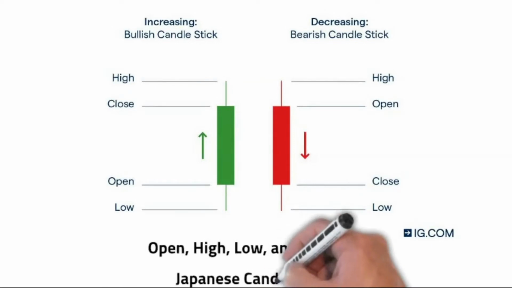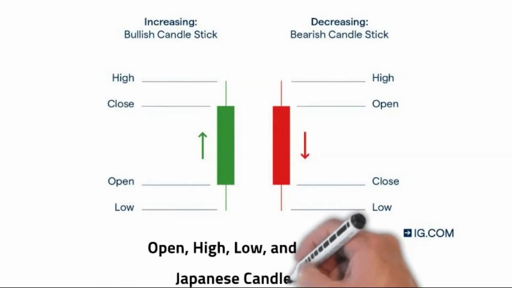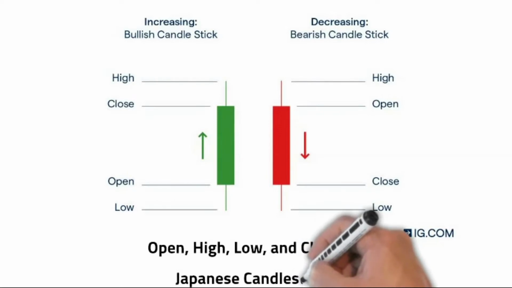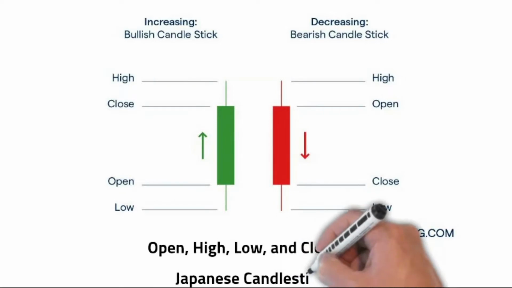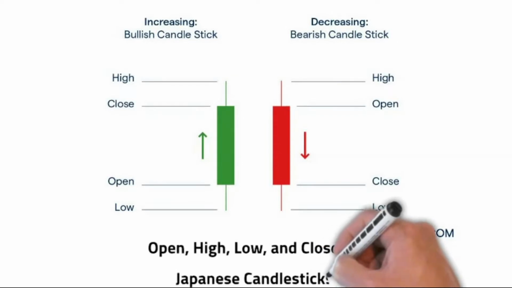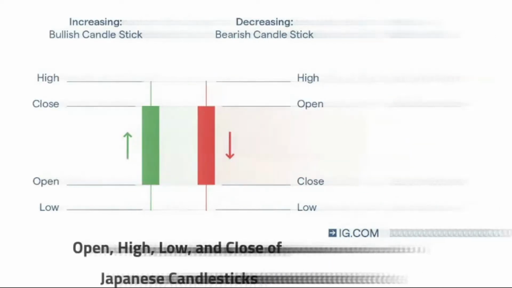Long red candlesticks show strong selling pressure. The longer the red Japanese candlestick, the further the close is below the open. This indicates that prices fell a great deal from the open and sellers were strong. In other words, the bears were in control of the market price.